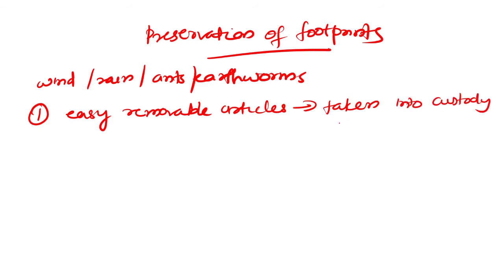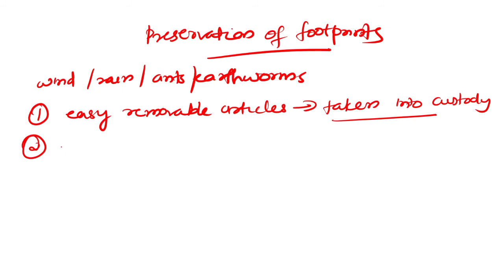So after noting the details like case number, the name of the police station, signature of the investigating officer, and signature of the witness, all these procedures have been done, then you can take it immediately into custody for further examination. So in easily removable articles you can do these things, like taking into custody.